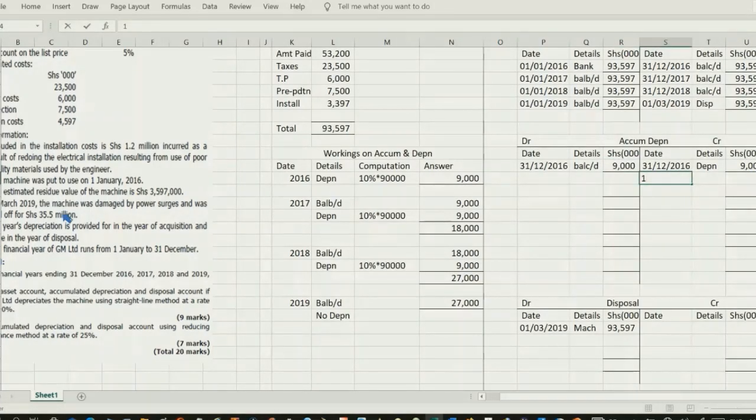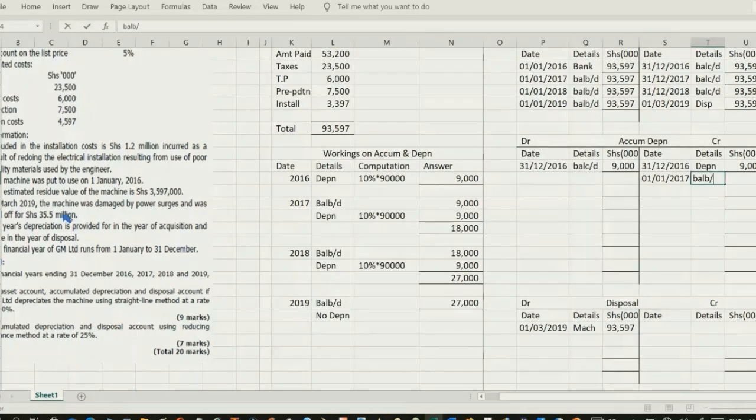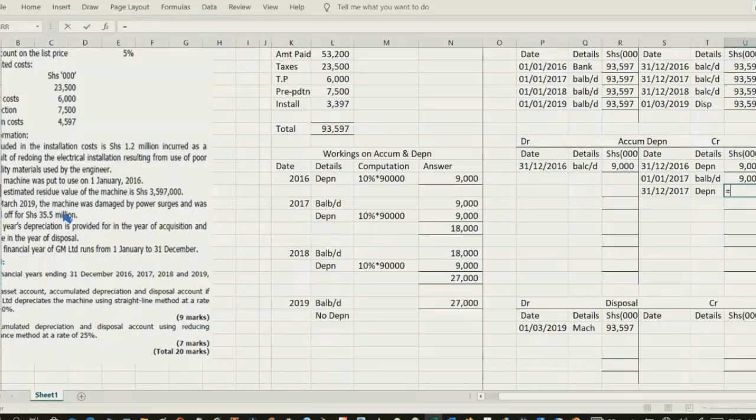So at the start of the next financial year, 2017, our balance brought down will be the 9,000, and we'll have to compute its depreciation at the end of the financial year. So we'll have 9,000 again, and when we total up, we'll have an amount of 18,000.